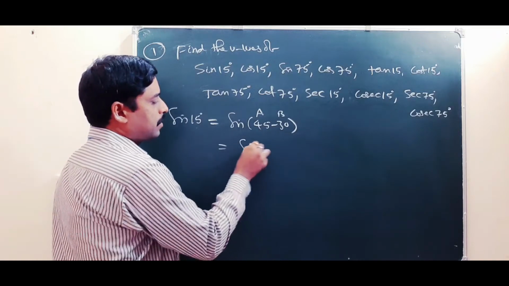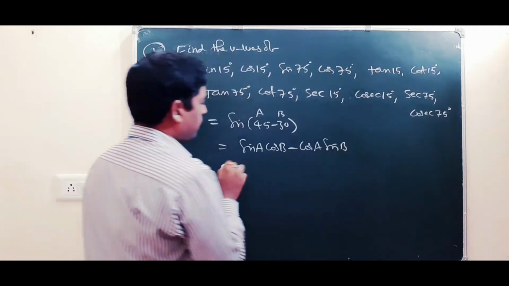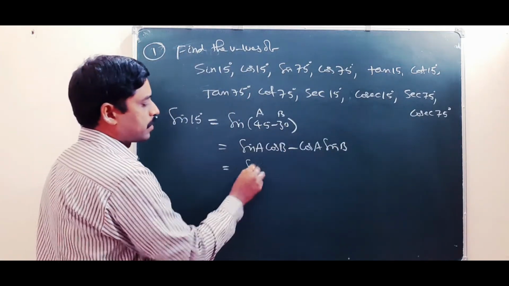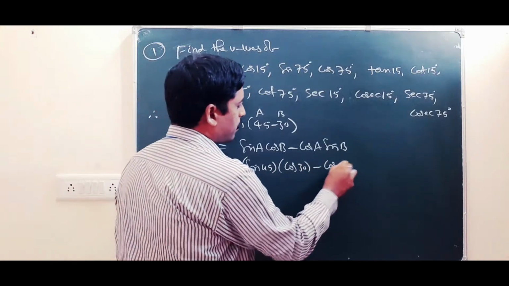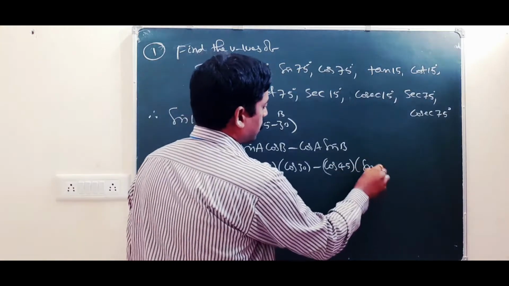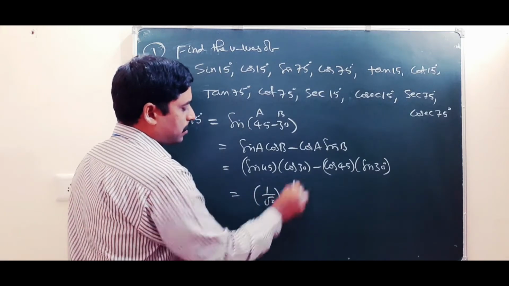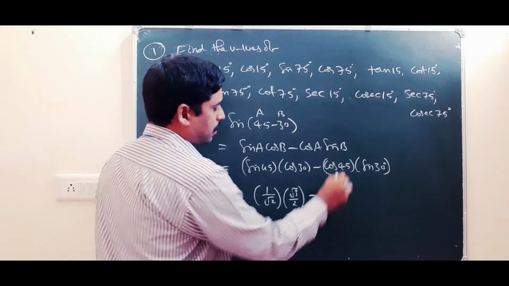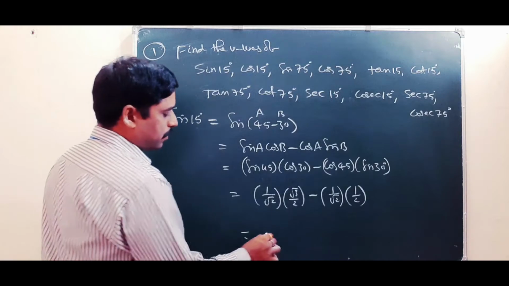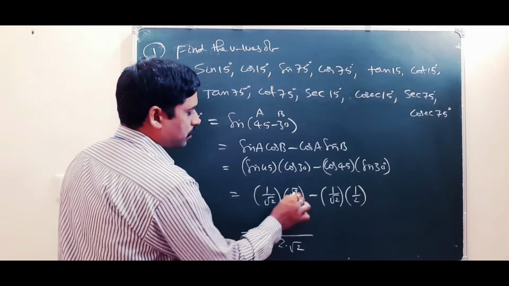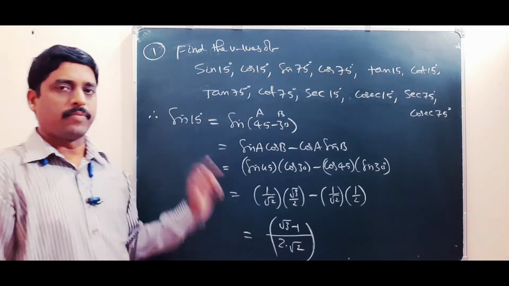We have sin a minus b equals sin a cos b minus cos a sin b, where a, b place in 45 and 30: sin 45 cos 30 minus cos 45 sin 30. Okay, so sin 45 value 1 by root 2, cos 30 value root 3 by 2, cos 45 1 by root 2, sin 30 value 1 by 2. Okay, what is LCM? So 2 root 2 LCM, so root 3 minus 1 by 2 root 2. This is sin 15.